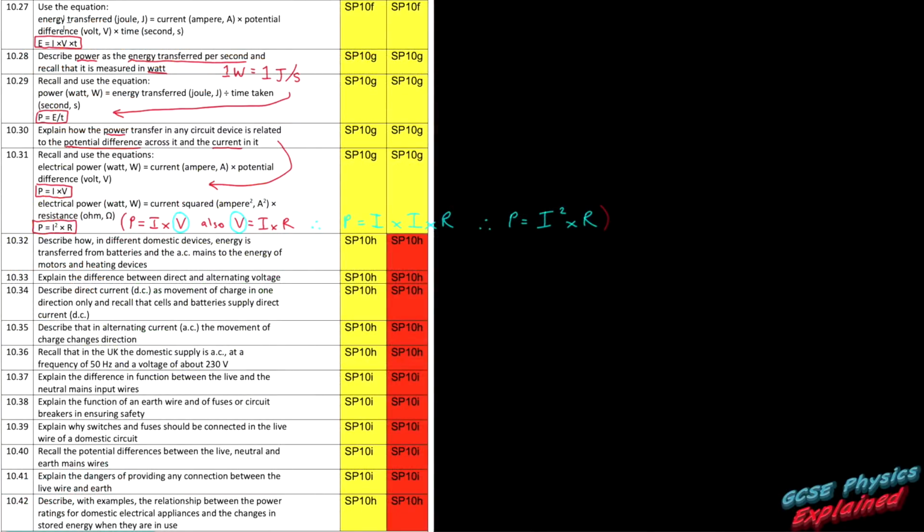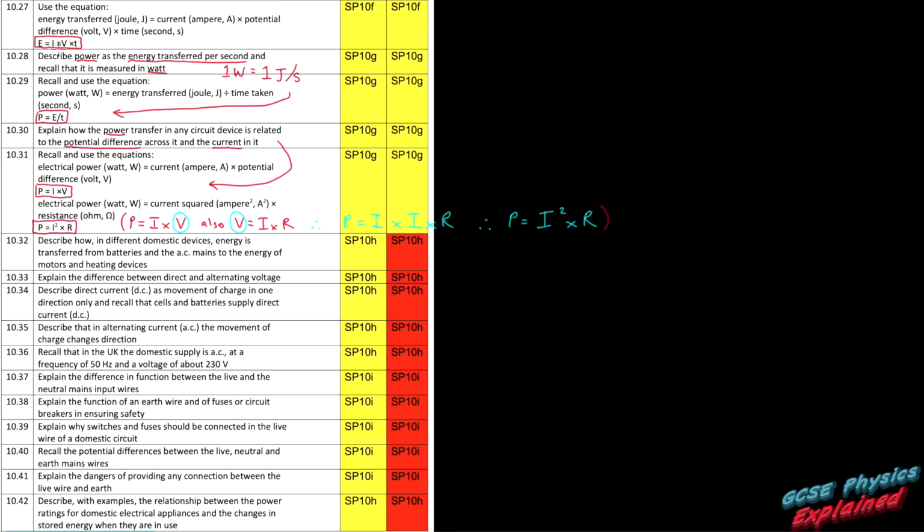Unit SP10 continued. It's probably the biggest unit from the entire 2-year course. You can see a lot of this is just yellow, and then none of this stuff here is going to be on the exam. So basically you've got to be able to use the equation.